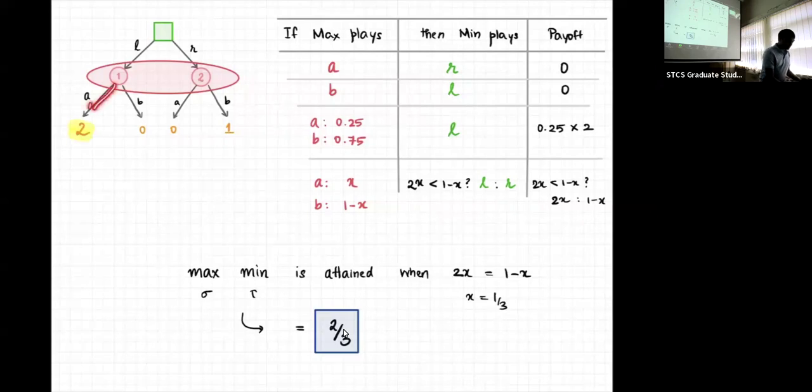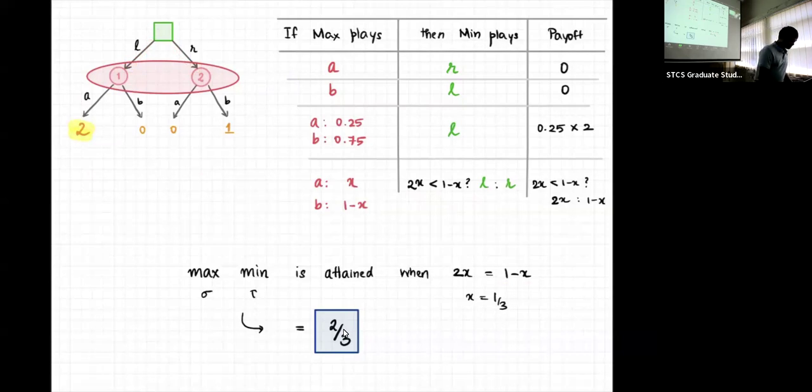For instance, if after doing A you get 2, and after doing B you get 1 here, you apply the same kind of reasoning. This and this will be just yielding 0. Now, I want to do this with X and this with 1 minus X. If you play X, the payoff will be 2X, sorry, it's 2X plus 1 minus X. Now, if 2X is less than 1 minus X, min will just do this. Otherwise, min will do this. And so the maximum is attained when 2X equals 1 minus X, and this gives X equal to 1 by 3 as the behavioral strategy.